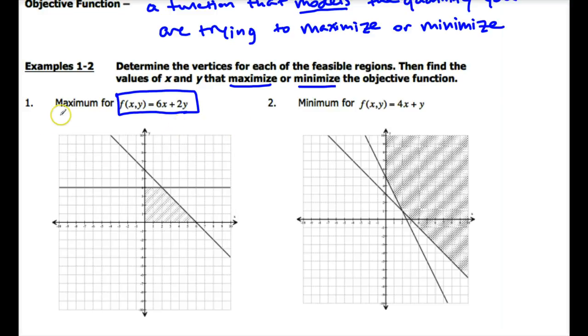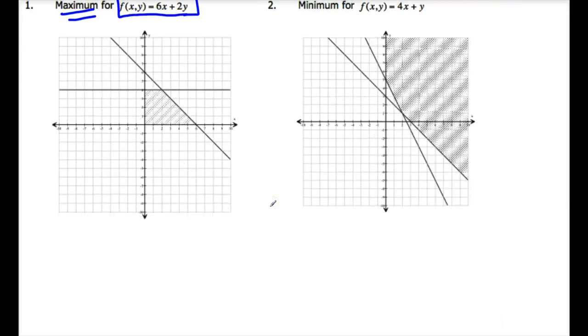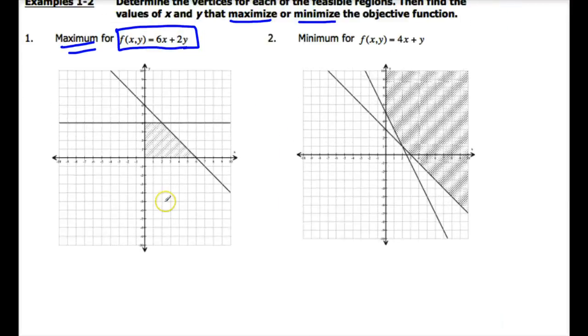So for number 1, I want you to find the maximum for this function f of x, y equals 6x plus 2y. The way we do this is, first of all, we're going to locate the vertices of our feasible region. Our feasible region is this region that's outlined here, that's colored in. If you imagine this is kind of a trapezoid shape, this region here would be our feasible region, everything that's colored in. I want to name the vertices of this feasible region, so that's just going to be the 4 corners of your trapezoid.